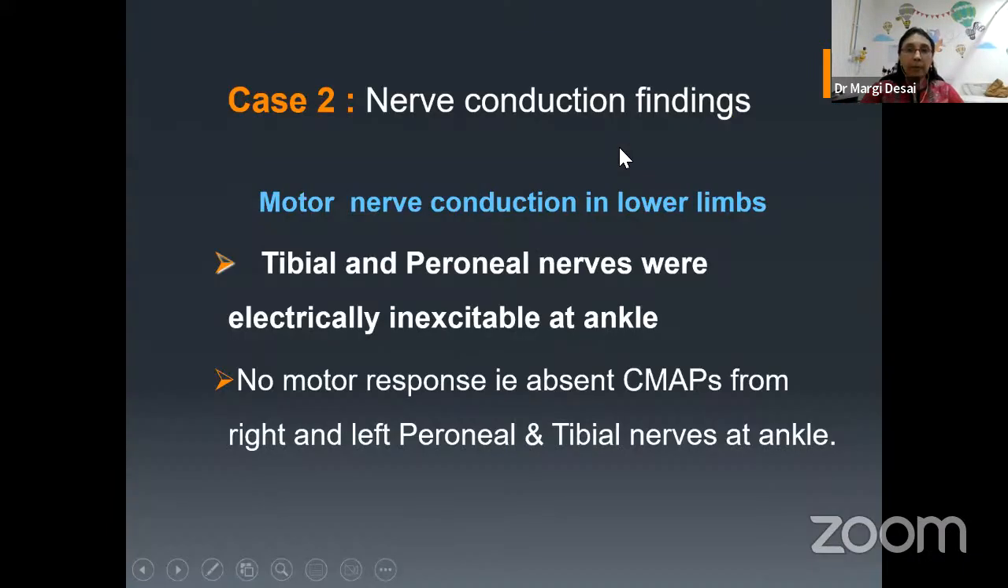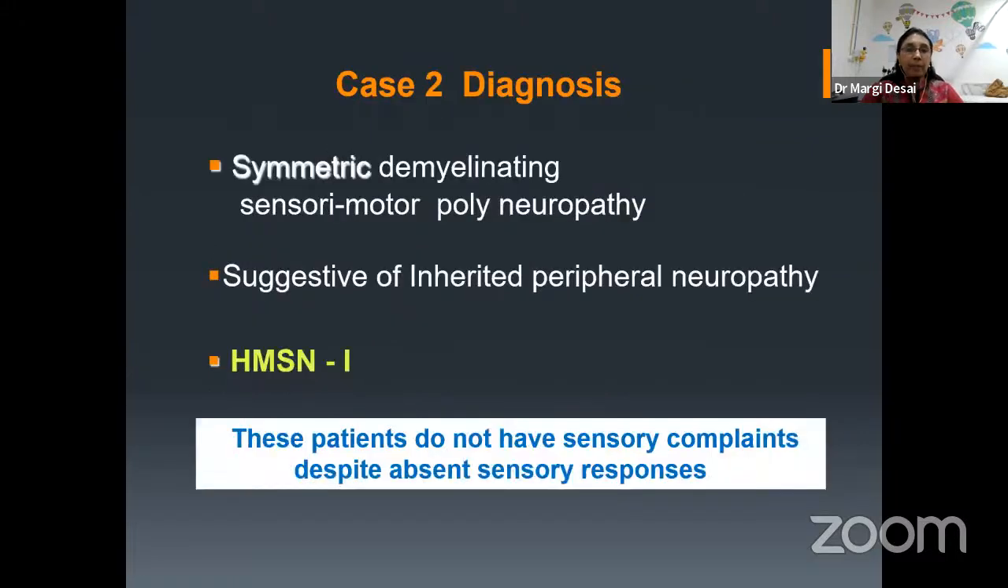Symmetrically prolonged F waves. Motor nerve conduction: the tibial and peroneal nerves were electrically inexcitable at the ankle. So when we stimulated these nerves at the ankle, there was no motor response. So CMAPs were absent from both peroneal and tibial nerves at the ankle. So now there is no information available from motor conduction in the lower limb because we didn't record a motor response. So our primary information is from nerve conduction in the upper limb. And that showed that there was slowing of both the motor conduction velocity and the F waves.